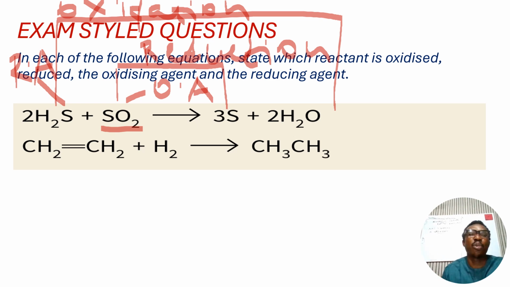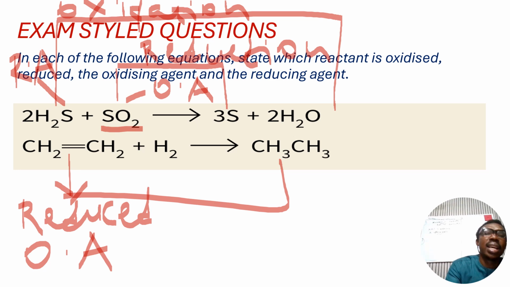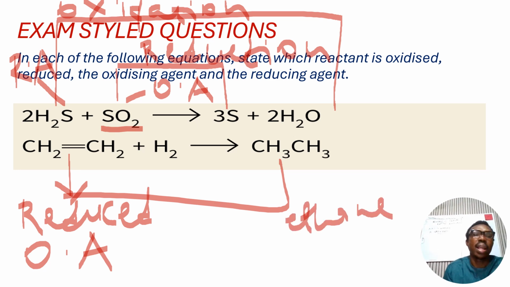Now let's look at the second question. We want to identify the substance that is reduced and the substance that is oxidized. When we talk about reduction, reduction is the addition of hydrogen. So the substance that hydrogen is added to is the substance that is reduced. So ethene is reduced to ethane. Ethene undergoes reduction, so ethene is the oxidizing agent because hydrogen is added to ethene.